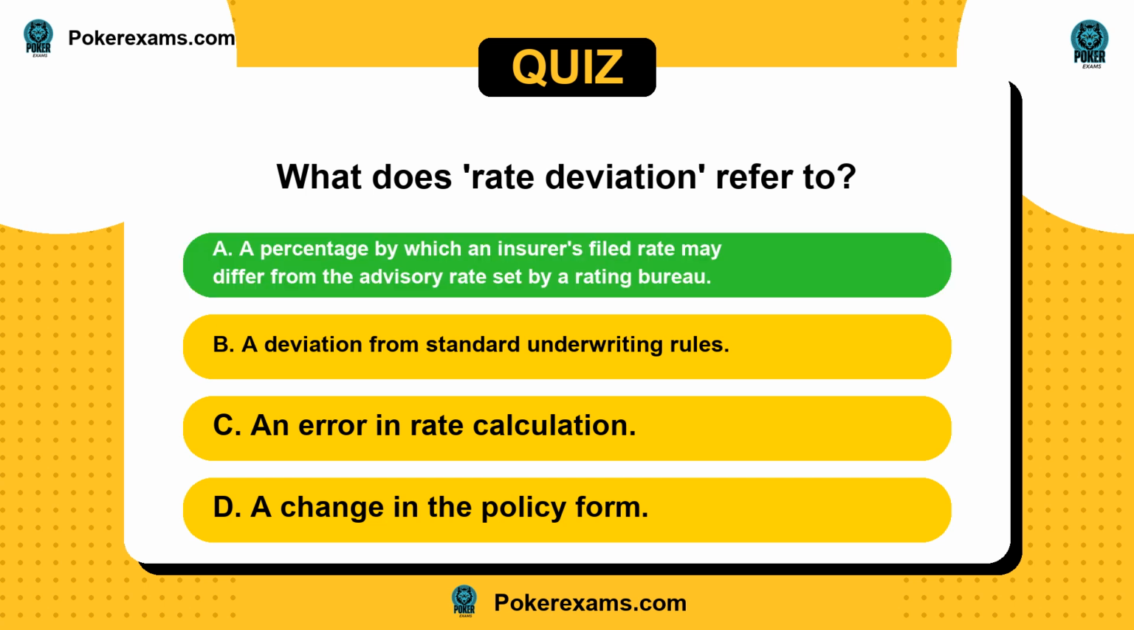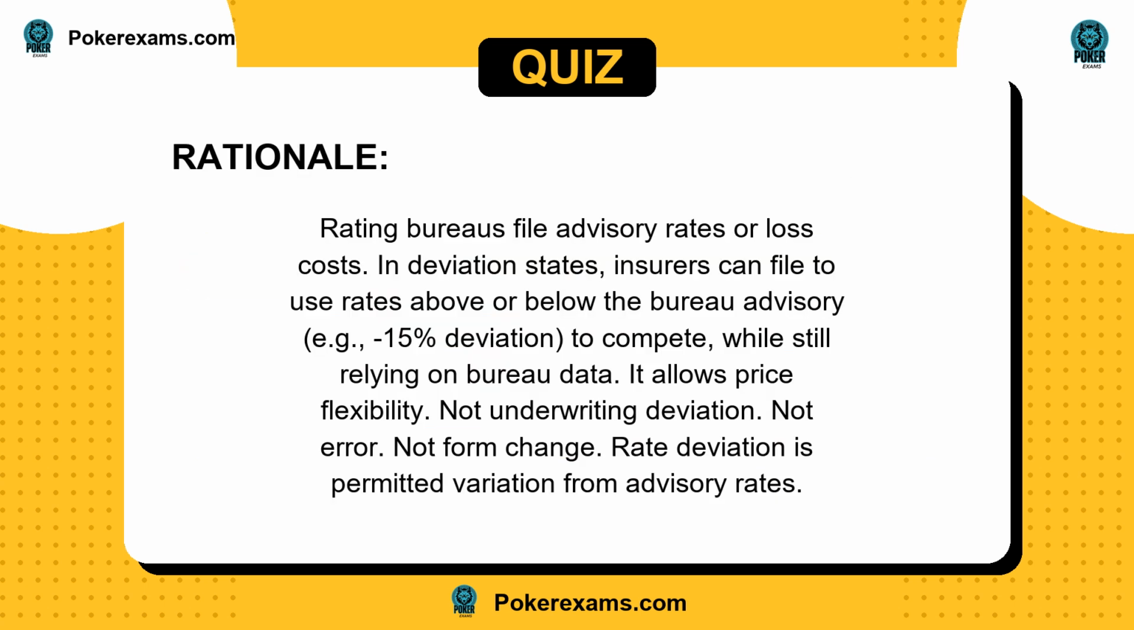The answer is A. Rating bureaus file advisory rates or loss costs. In deviation states, insurers can file to use rates above or below the bureau advisory, e.g., minus 15% deviation, to compete, while still relying on bureau data. It allows price flexibility. Not underwriting deviation. Not error. Not form change. Rate deviation is permitted variation from advisory rates.